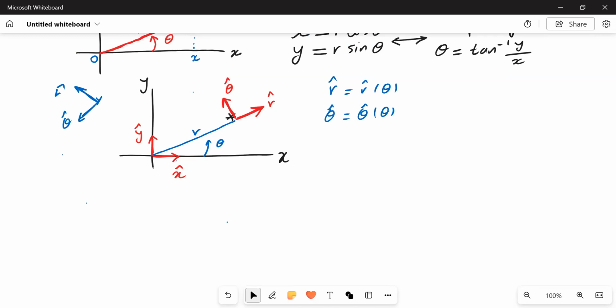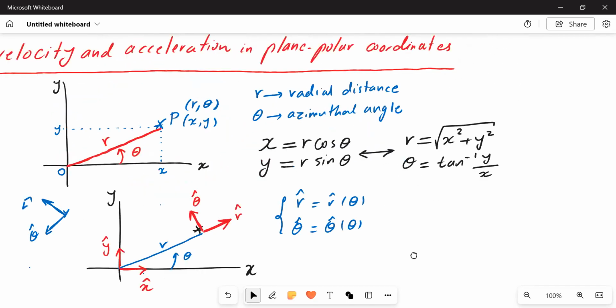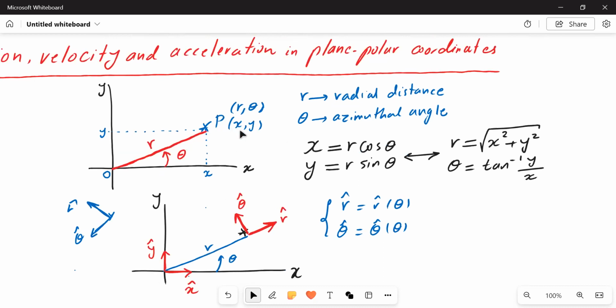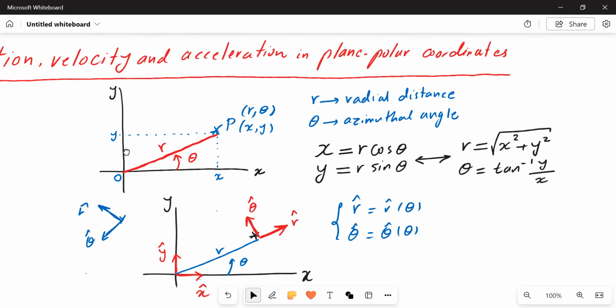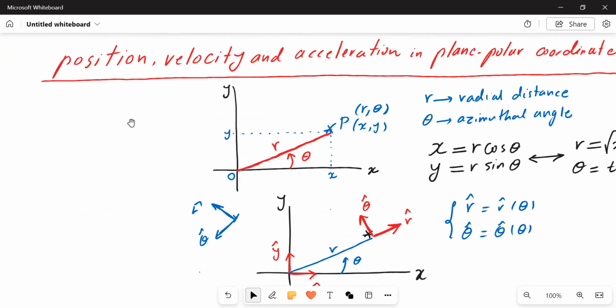So this is the way that these two unit vectors actually depend on the azimuthal angle. Okay, I think this is enough for the introduction to the plane polar coordinates. Now let's go to the physical problem of defining position, velocity, and acceleration in the plane polar system.